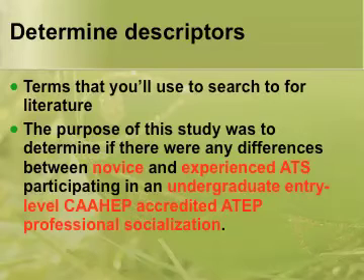So here I have a purpose statement from my dissertation. The red letters are descriptors that I'm looking for when I'm doing my literature review. So I would search novice, and ATS stands for athletic training student. So I would search novice athletic training student. Then I would search experienced athletic training student. Then I would search entry level.